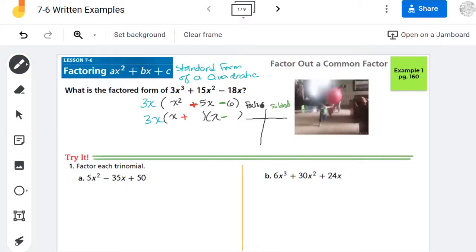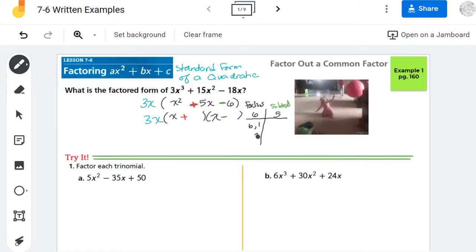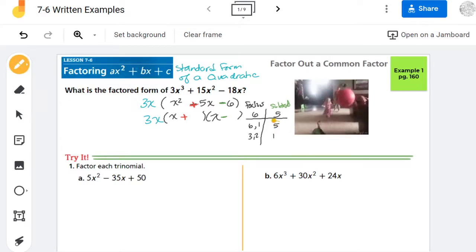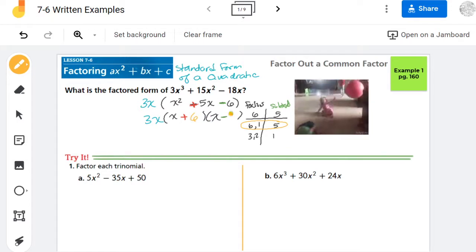So now I'm finding the factors of 6 that subtract to make 5. So if I list off the factors of 6, I have 6 and 1, and 3 and 2. And when I subtract them, I get 5 and 1. So this top option here with the 6 and the 1, those subtracted to make the 5 that I need for my b term. And remember, the bigger number goes with the sign that fell down.